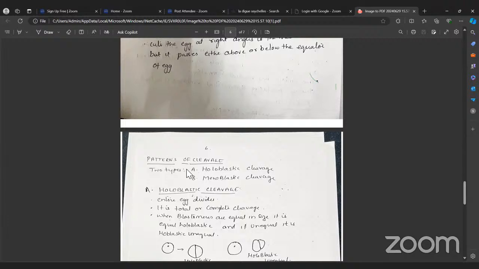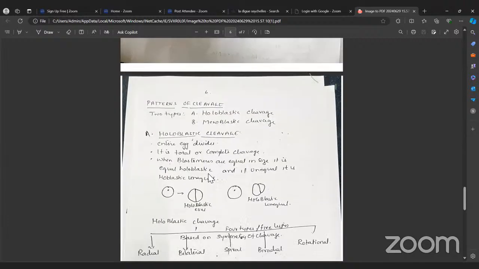Now, the planes: when we are talking about them, is it a longitudinal division occurring or a horizontal division occurring? If it is occurring horizontally, is it at the equator or only on the top or only at the bottom level, dividing into micromeres and macromeres? Whereas if it is occurring longitudinally, is it from the center, or is it giving rise to two different types of cells, a small cell and a big cell? So based on that, that is the plane. Whereas based on the type of the yolk and the nature of the egg, we have two types of cleavages, that is holoblastic and meroblastic cleavage.